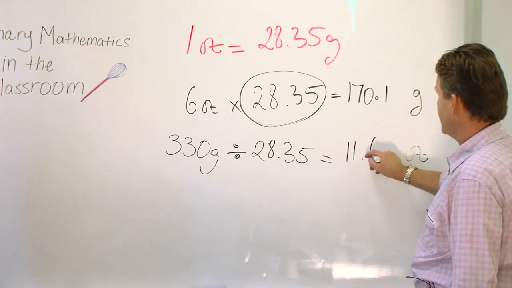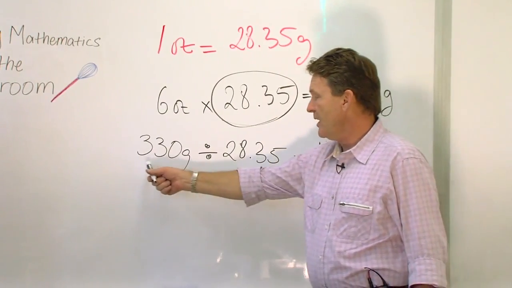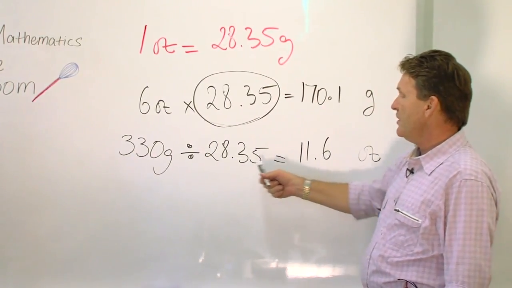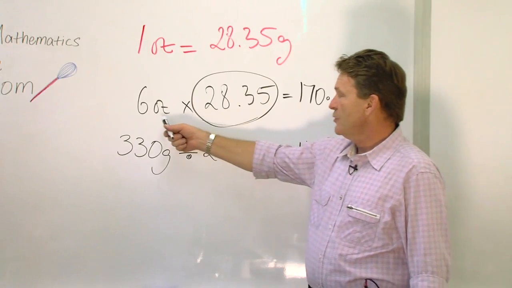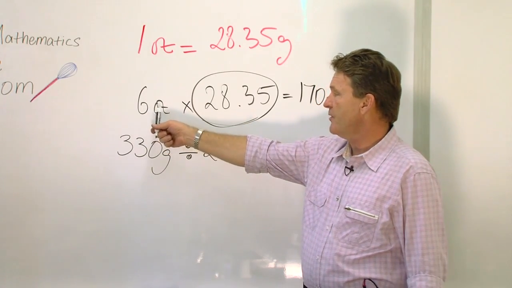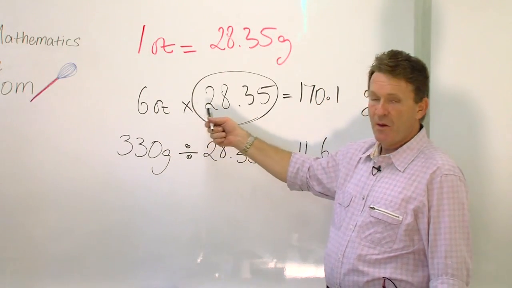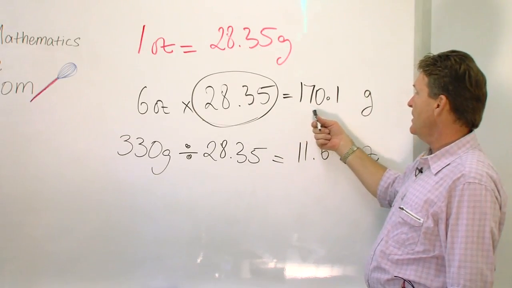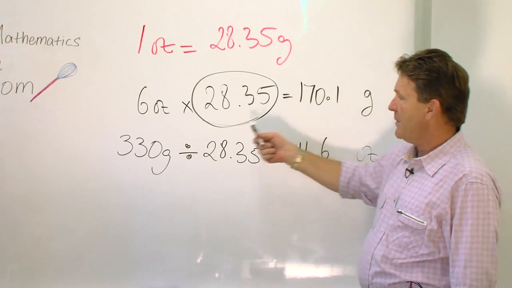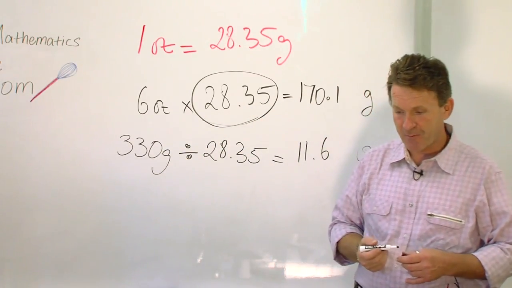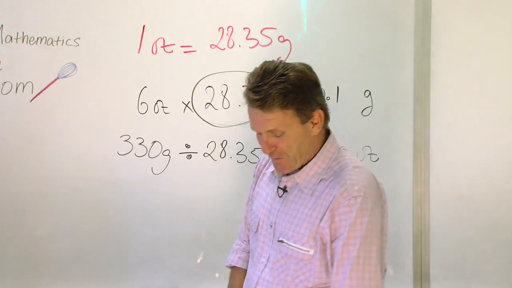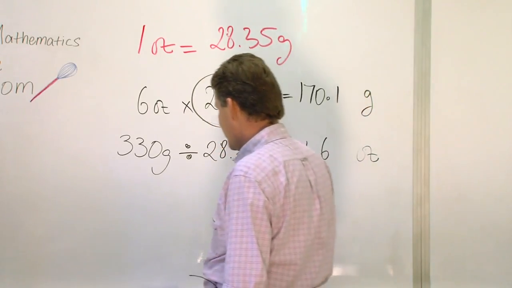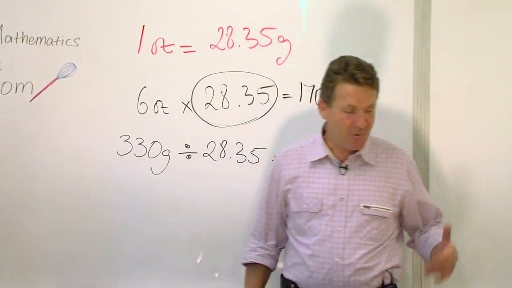11.6 ounces. So to get from metric to American, you divide by 28.35. To scale from ounces to metric, you multiply by 28.35, which gives you the amount of grams in that amount of ounces. As simple as this. So here's another fun exercise I like to do.